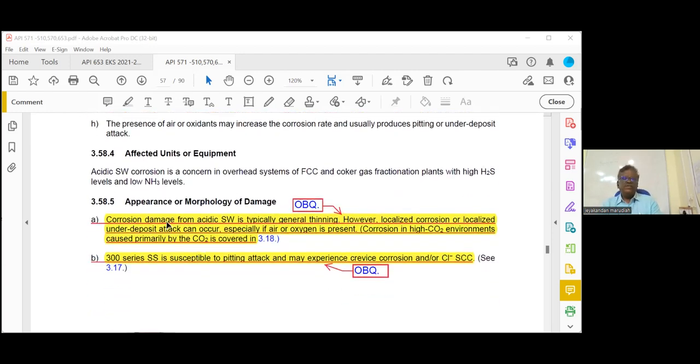Then appearance, corrosion damage in sour water is generally thinning. It will be a uniform corrosion. However, localized corrosion under deposit attack, especially when air oxygen is present. 300 series are susceptible to pitting attack and may experience crevice corrosion and chloride stress cracking. That is open to question.